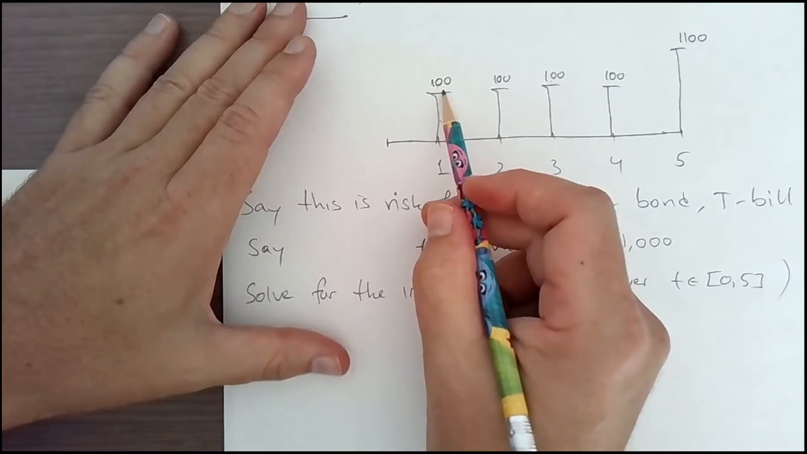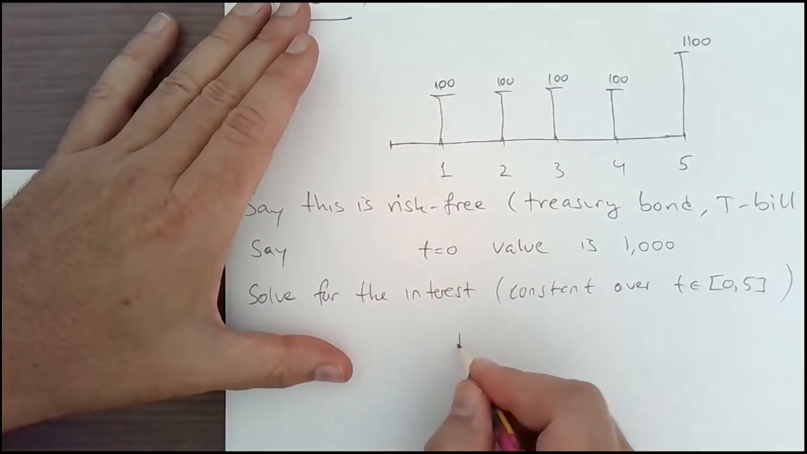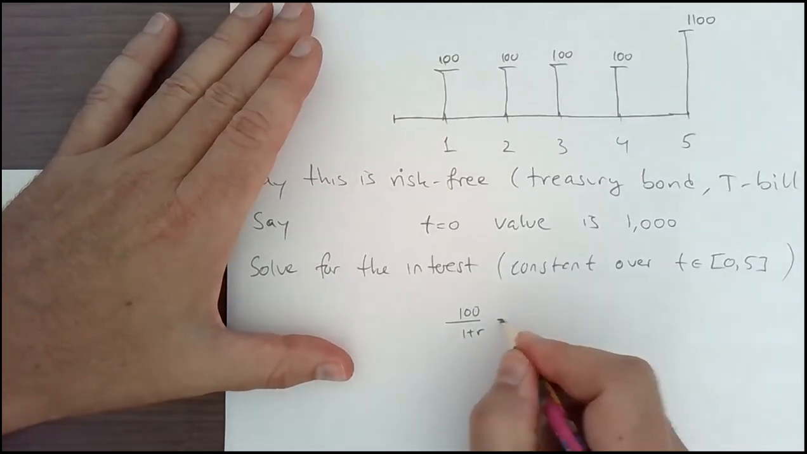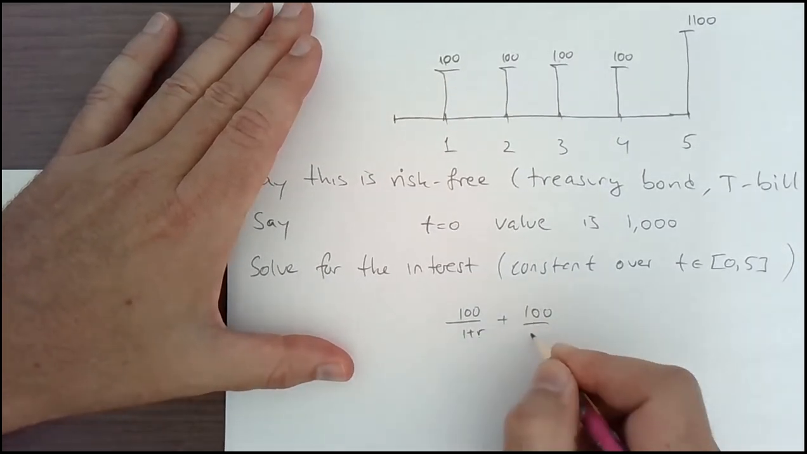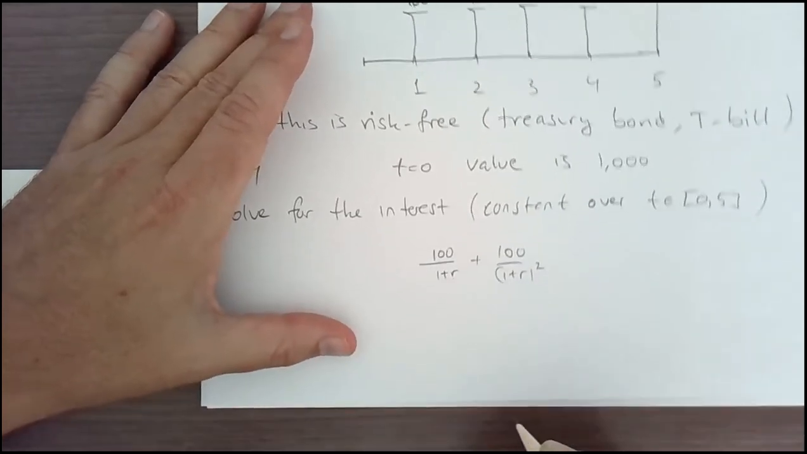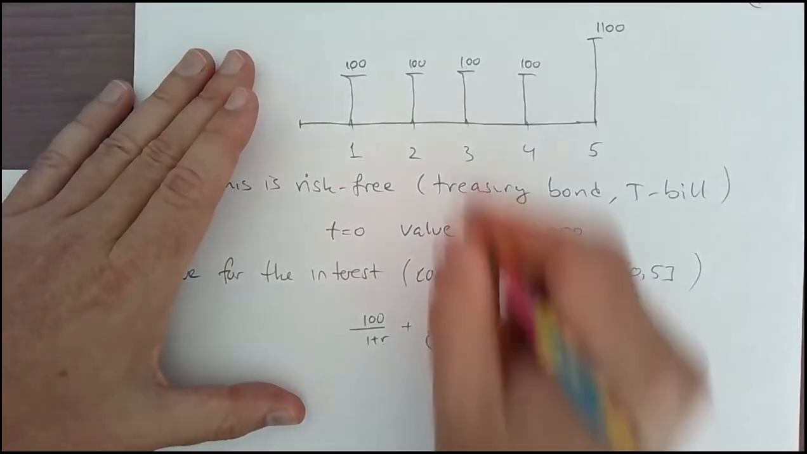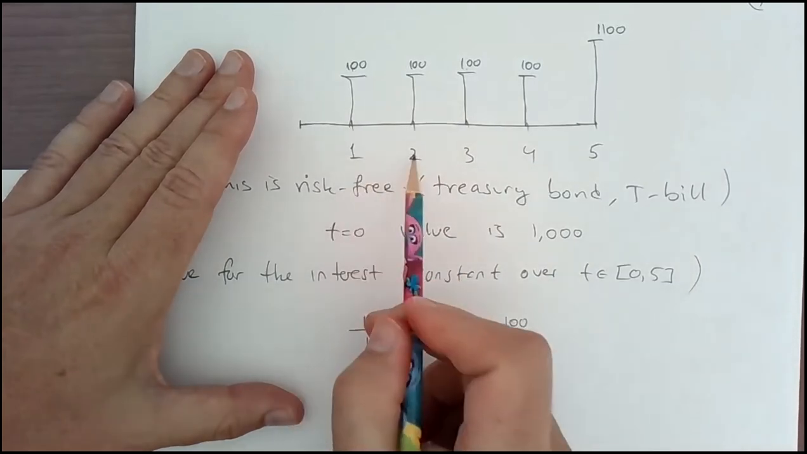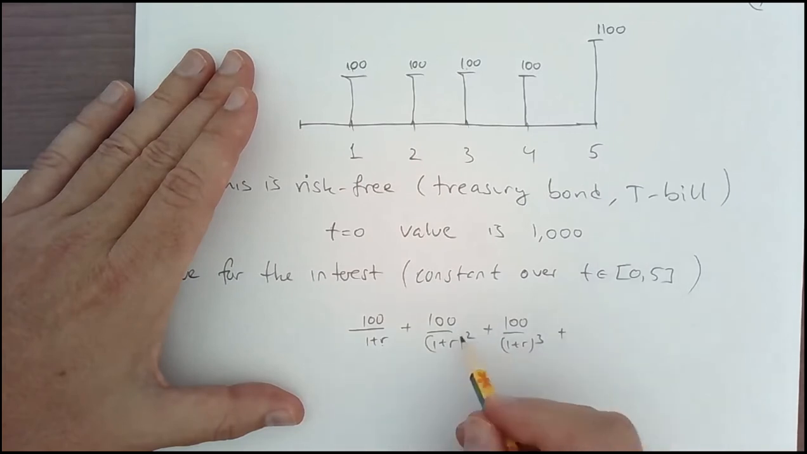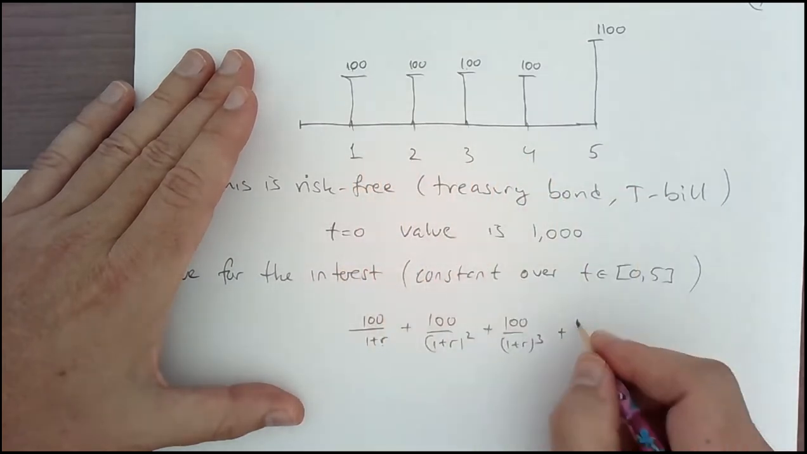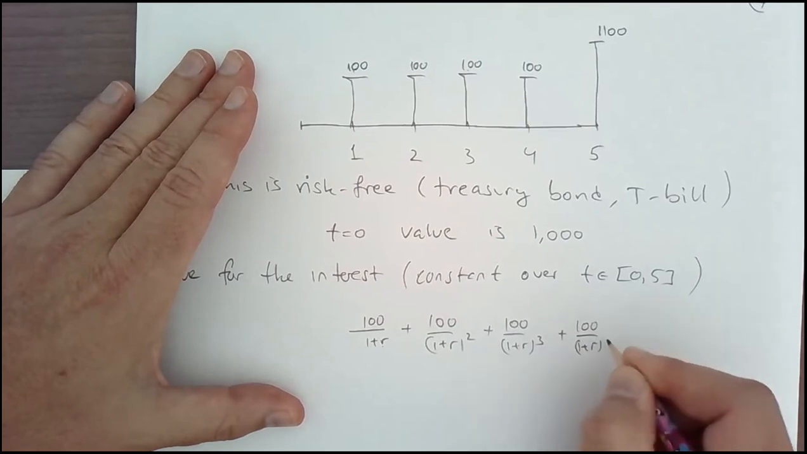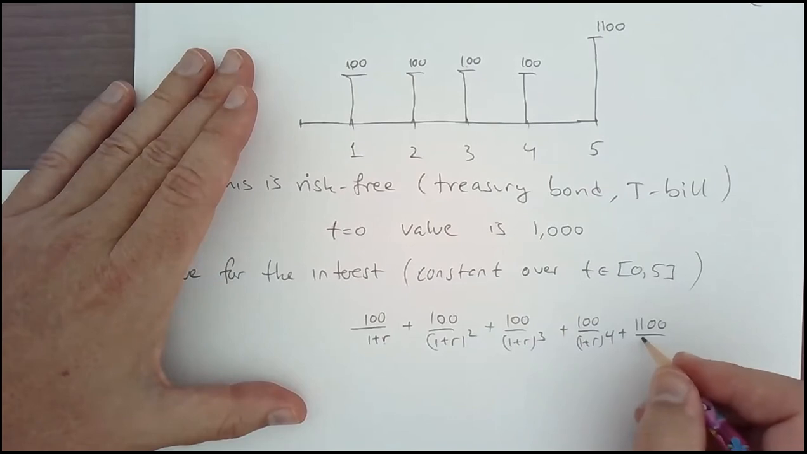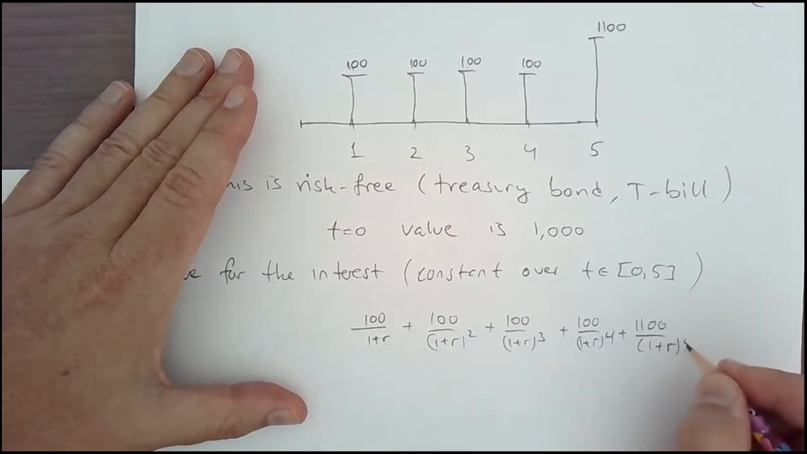Well, if this is risk-free, I'll take the 100 and divide it by 1 plus the interest rate, and then add them up. This one comes at a later time, so I would penalize it harder. This one comes at an even later time, so I would penalize it even harder by the power 3. These powers come from 1, 2, 3, 4, and so on. And then finally we get the 1100 up there, and then you divide by 1 plus r to the power 5.